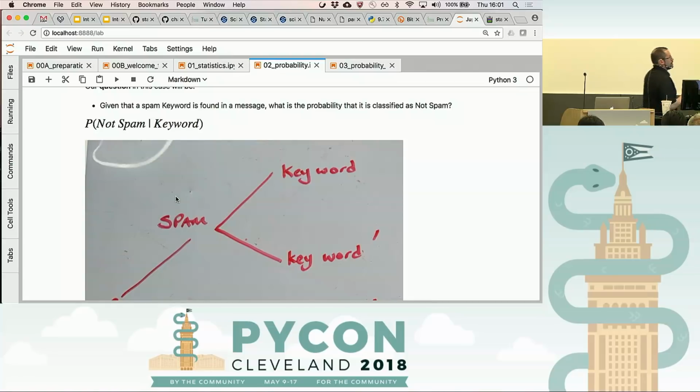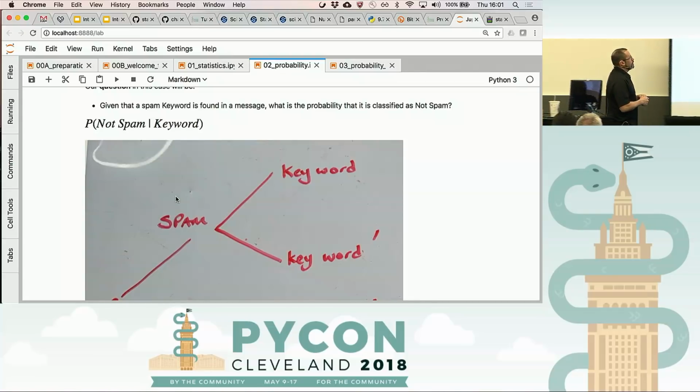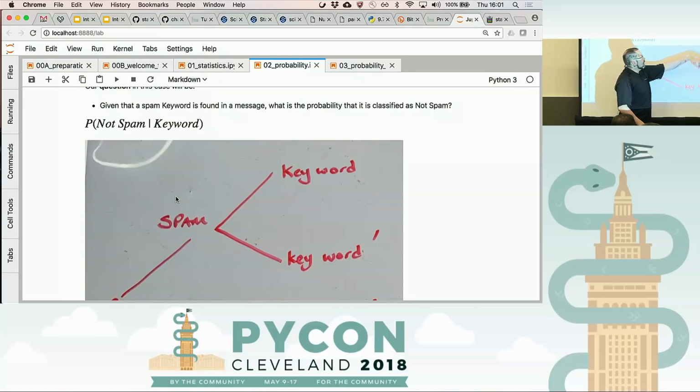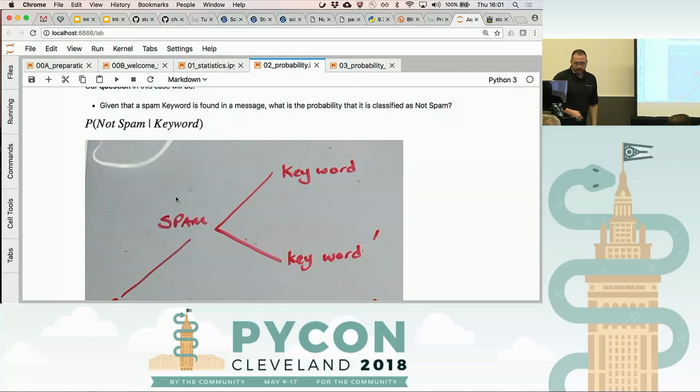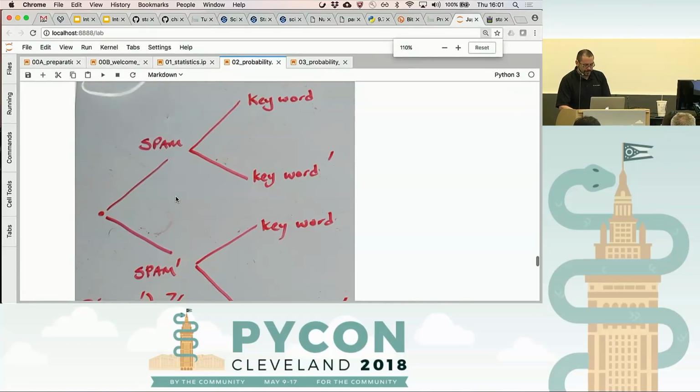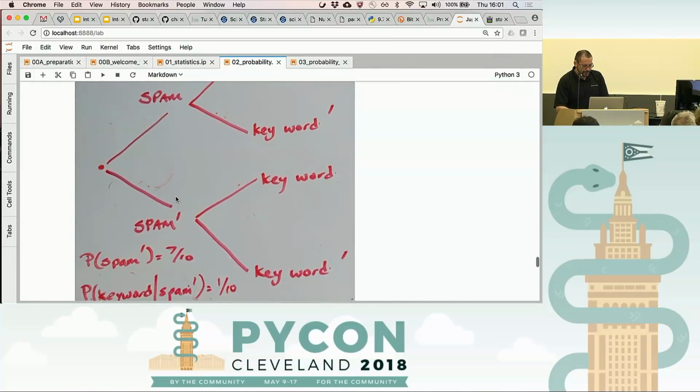Given that a Spamish style keyword was found inside of a message, what is the probability that it is classified as not really being spam? Right? So given a keyword is present, what is the probability that it's not classified as spam? And you say, well, that seems kind of weird. If there are bad Spamish words in there, doesn't that automatically mean it's Spamish?